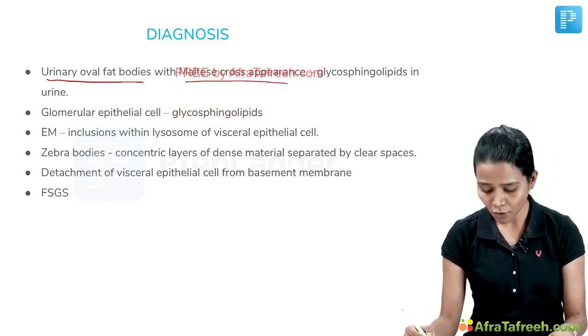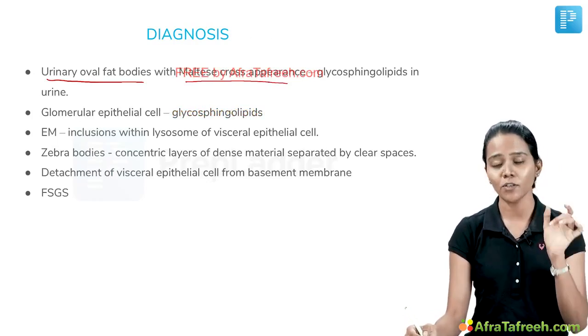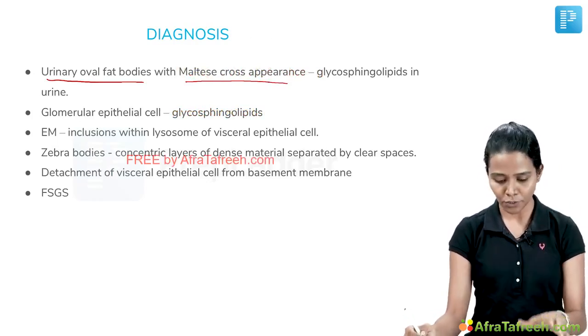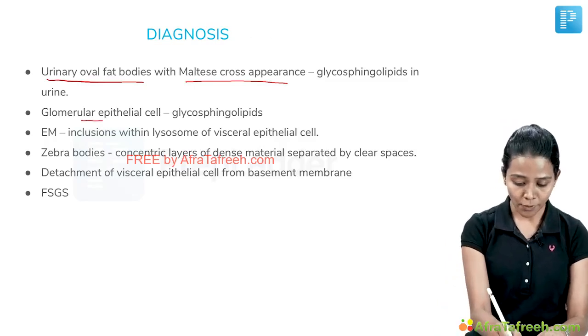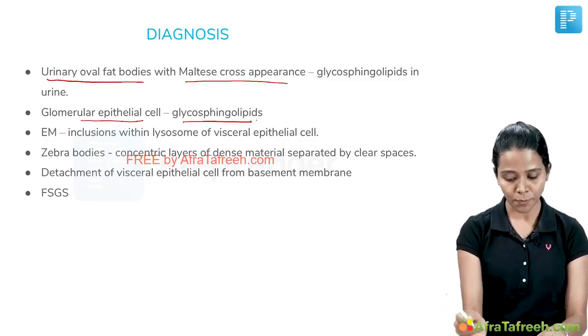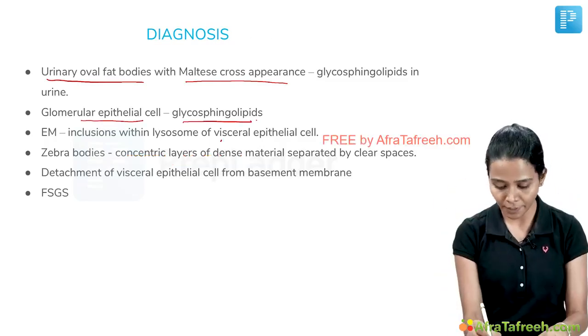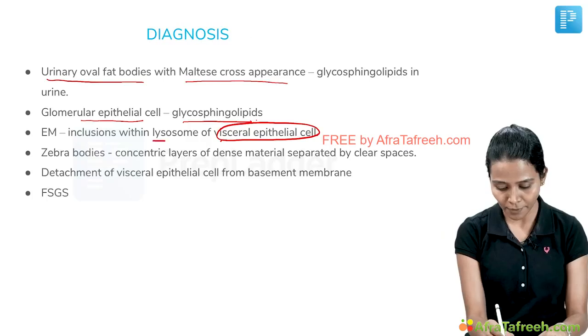So this Maltese cross appearance is a type of appearance of fat globules that is seen in the urine, in polarizing microscopy. Okay, and also the glomerular epithelial cell shows glycosphingolipids. This accumulation majorly happens in the visceral epithelial cell, in the lysosome of the visceral epithelial cell.